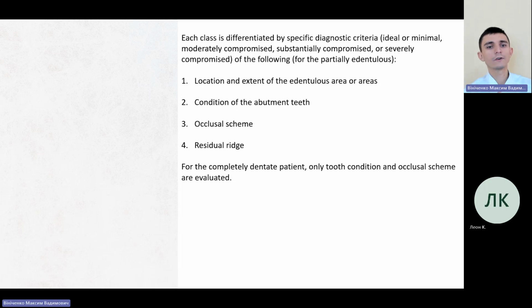Each class is differentiated by specific diagnostic criteria. Ideal or minimal, moderately compromised, substantially compromised, or severely compromised of the following: location and extent of the edentulous area or areas, condition of the abutment teeth, occlusal scheme, and residual ridge. For the completely dentate patient, only tooth condition and occlusal scheme are evaluated.